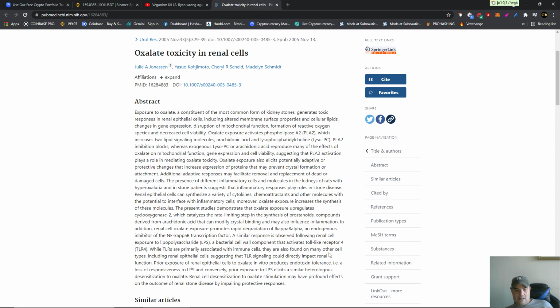They're also found on many other cell types, including renal epithelial cells, suggesting that TLR signaling could directly impact renal function. So now those two lipids and the response of the oxalates in your body, you're going to get TLR signaling, and you're going to get direct impact on your renal function.